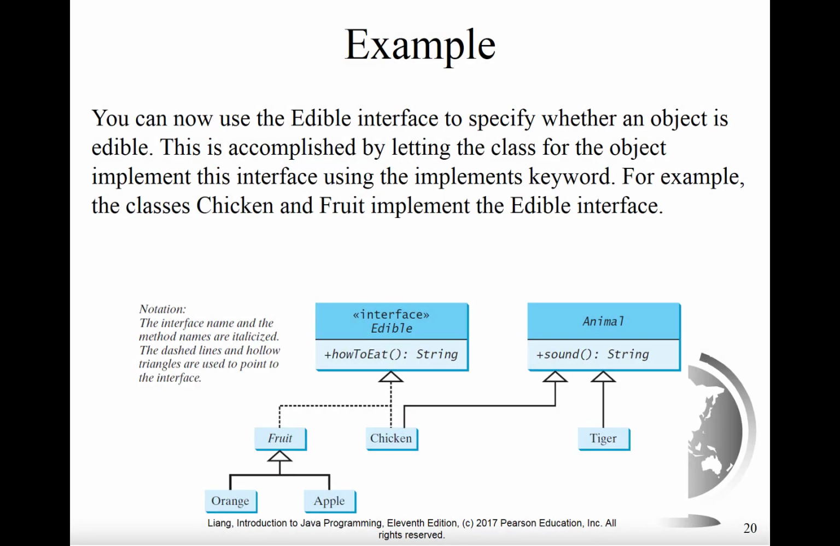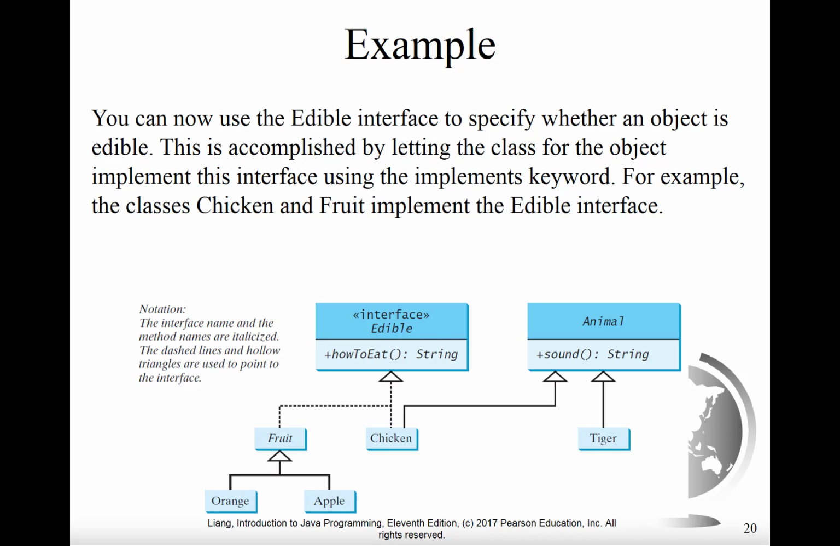In this slide, we see a UML diagram capturing the edible interface that the author gives as an example. You're familiar with the notation for inheritance, and you can see that it's used in parts of this diagram, but it also occurs with a new twist because we have a dashed line instead of a solid line, between fruit and edible and between chicken and edible. The fact that the line is dashed captures that this is not inheritance, but rather implementation.